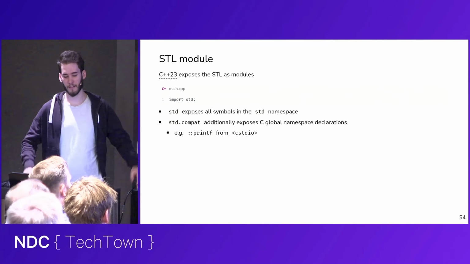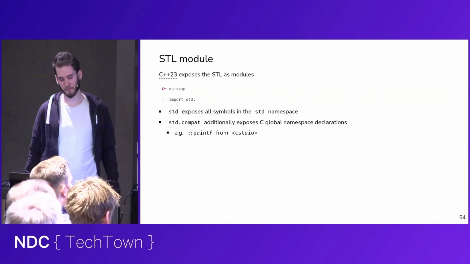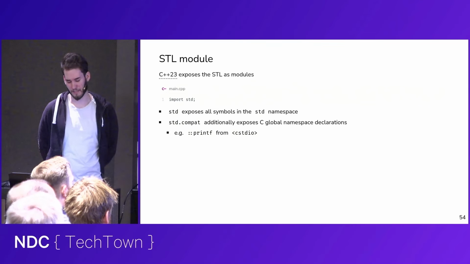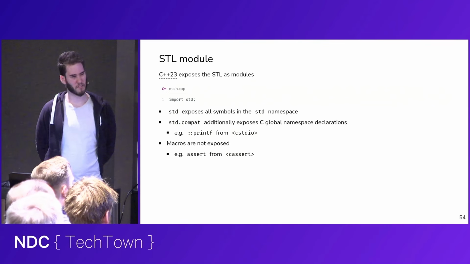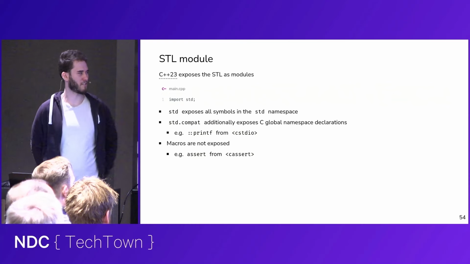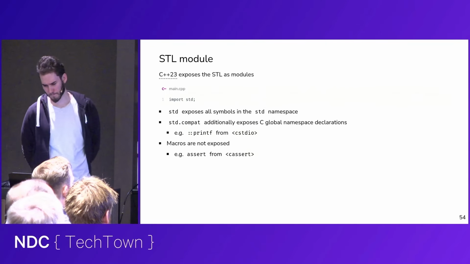You also additionally get this std.compat module that allows you to expose all your C namespace functions. So if for some reason you're using printf in your C++ code, you now can get access to that as well. And also it's important to know that macros are not really exported. So if you need to use something like assert from cassert, you should either import that or include that file.